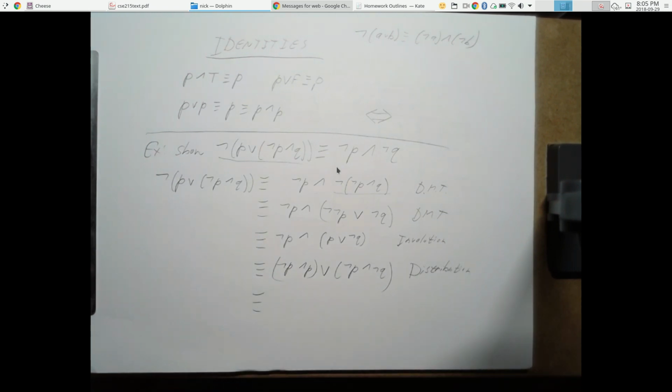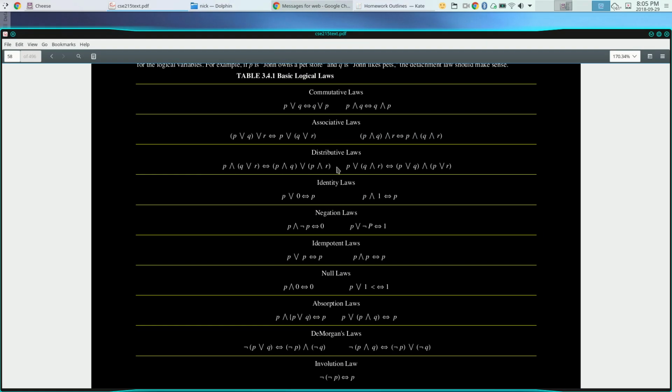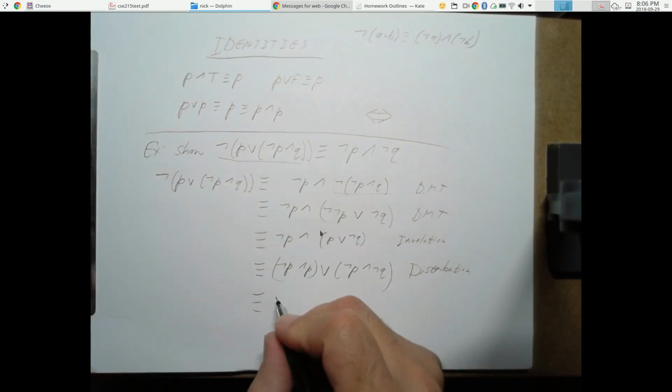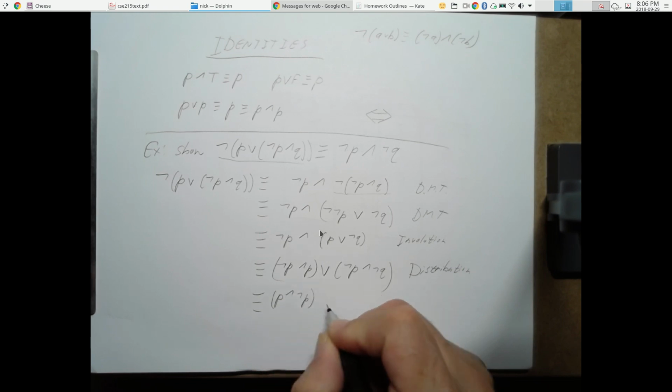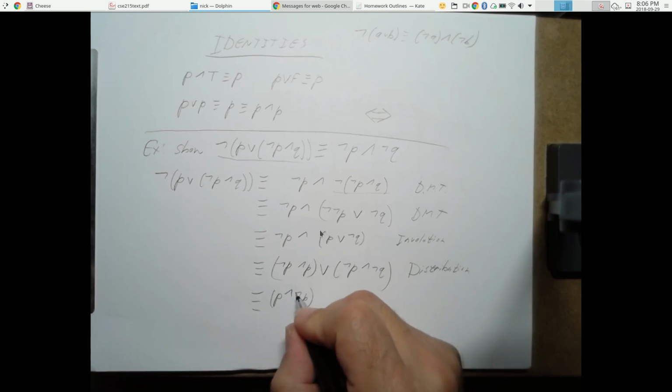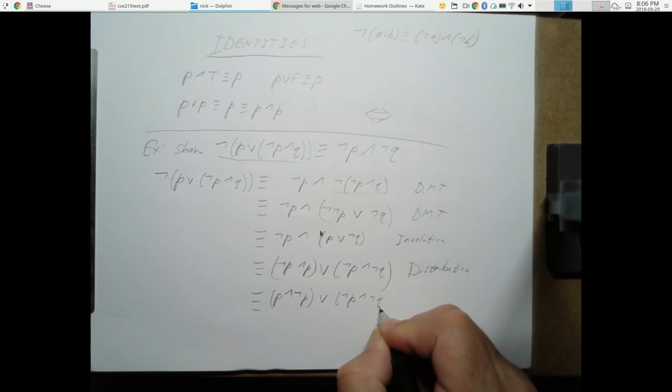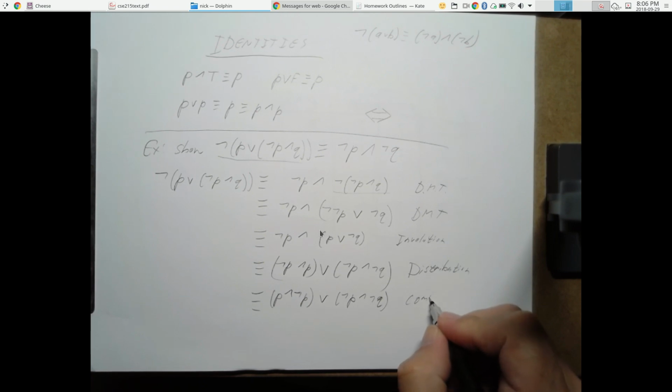And not P ANDed with P, we have an identity about that, right? Not P ANDed with P. Well, we have P ANDed with not P is equivalent to false. So before we can actually use this, we have to write this not P ANDed with P as follows: P ANDed with not P, or, and we'll leave the second term the same. And that's commutativity.